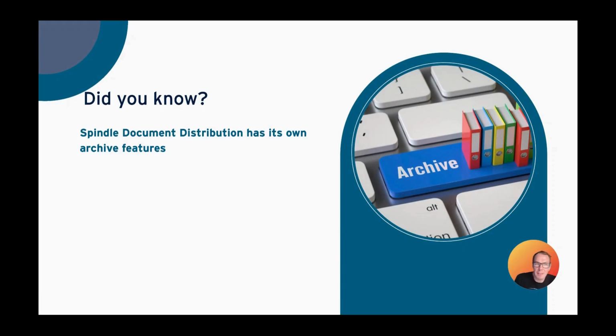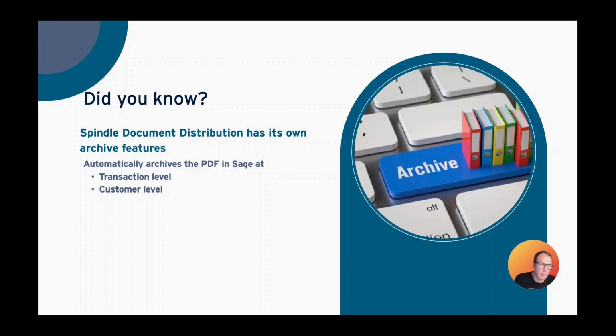And finally, archiving. So with Spindle document distribution, we have the ability to archive with Sage 200. Anything that we send out automatically gets archived in Sage against the account and the transaction it relates to. Now, that can be at transaction level. So if it's a sales invoice, it can be against the invoice transaction. If it's a purchase order, against the purchase order transaction. But it can also be at customer level as well.